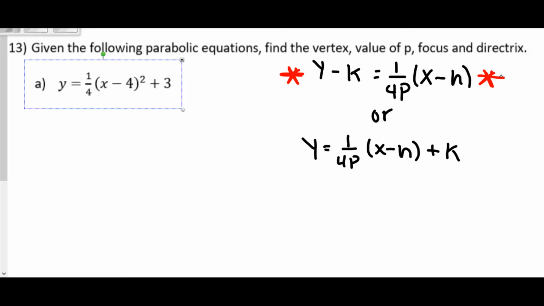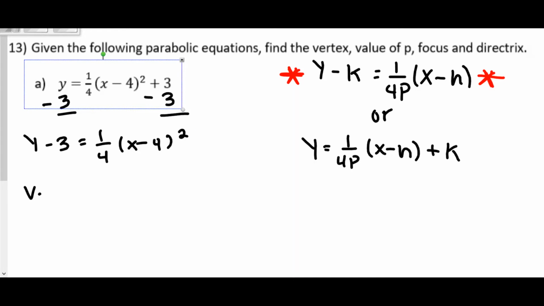However, when we're manipulating and trying to figure out what the vertex and the focus is, I want you guys to use the y minus k form. So obviously this is in y equals, so we just need to move it into y minus k. So I'm just going to subtract my 3 to get it to look like this form. So we have y minus 3 equals 1 over 4 times (x minus 4) squared. So now we have it in the right form. We can start pulling out values.